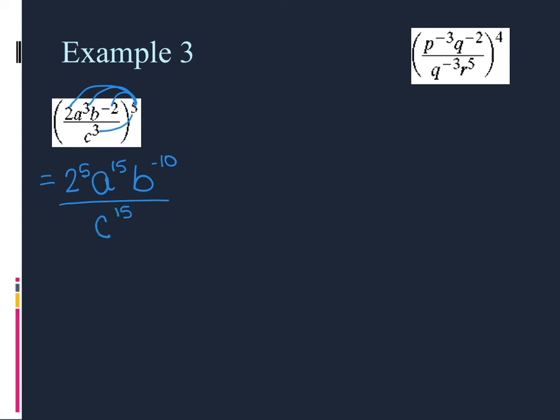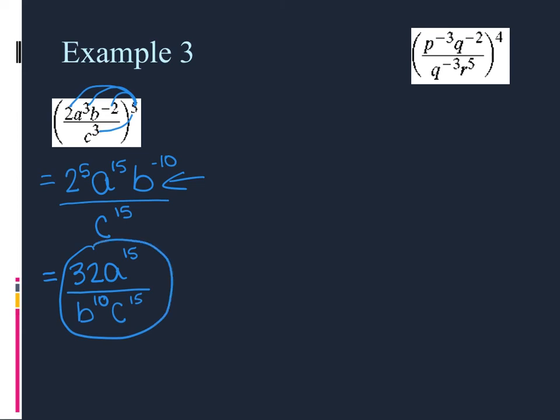So the only thing that I need to do is simplify numbers and any negative exponents. Well, 2 to the 5th is 32. So I have 32a to the 15th. This b here is raised to the negative power, so I'm going to make that move right now. So I end up with b to the 10th on the bottom. And then I also have that c to the 15th also on the bottom, and I'm going to leave that there. So this is my final answer.